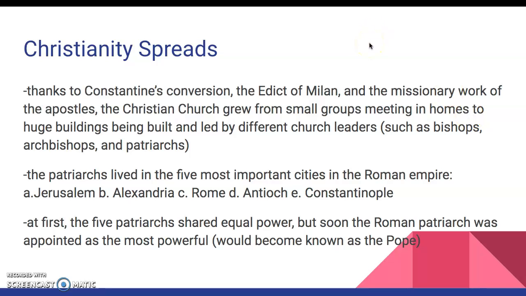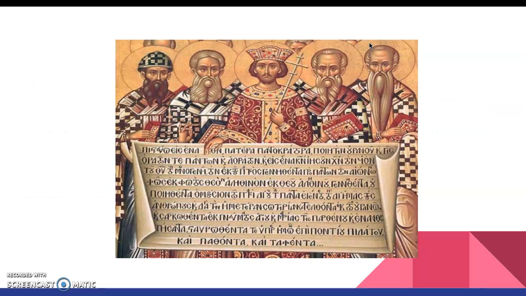Thanks to Constantine's conversion, its subsequent Edict of Milan, and the missionary work of the early apostles, the Christian church grew from small groups meeting in private homes to huge buildings being built and led by different church leaders. These are people like bishops, archbishops, and patriarchs. The patriarchs lived in the 5 most important cities in the Roman Empire. Originally, those were Jerusalem, Alexandria, Rome, Antioch, and Constantinople. At first, the 5 patriarchs shared equal power, but soon the Roman patriarch was appointed as the most powerful, and he would become known as the Pope, and that is the start of the Roman Catholic Church.